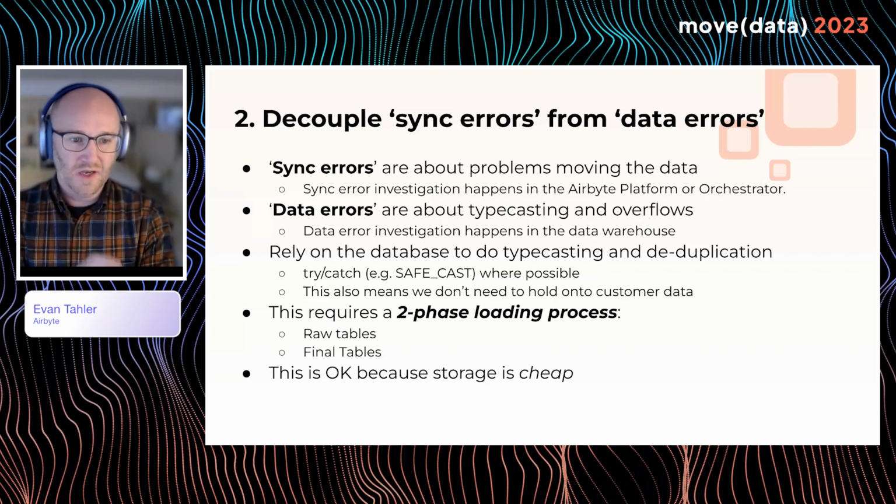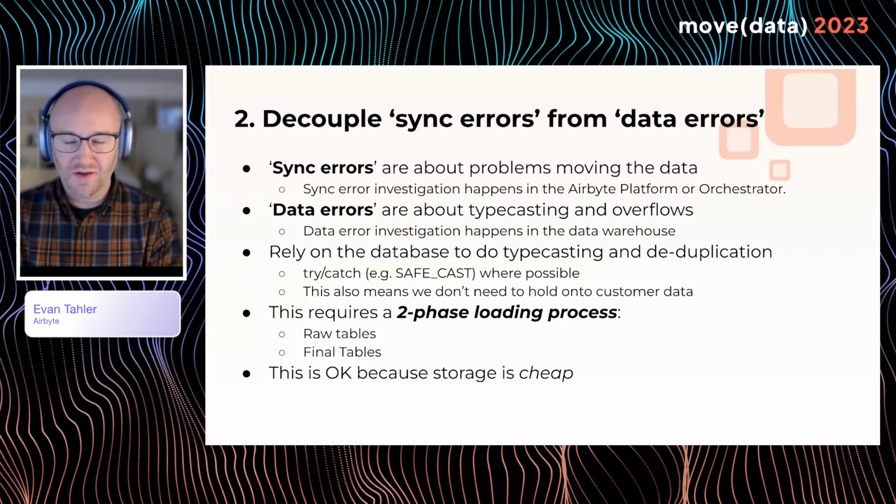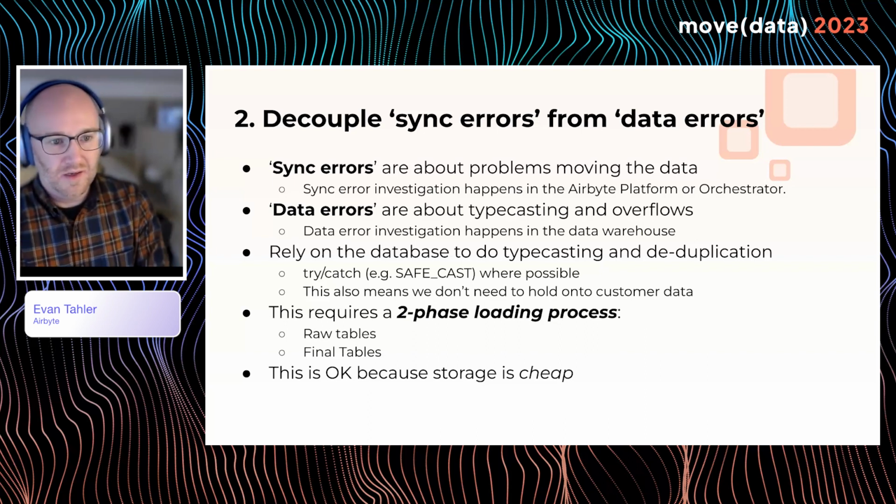But data errors are really specific to how data is represented in its final form. And the two big ones we know about today are typecasting errors and overflows, which mean size errors. Maybe the data is too big to fit in a column in Redshift, for example. Data errors should be handled inside the destination, should not be about failing your sync. But we should be able to tell you in your database, hey, this row is weird and had problems in some way. So how do we do that?